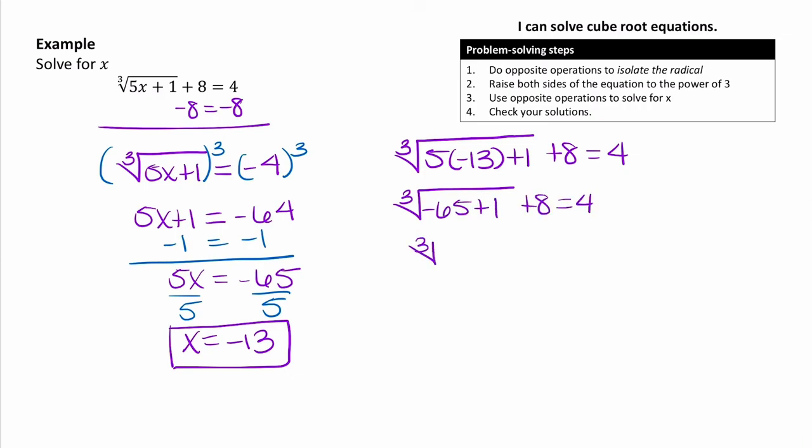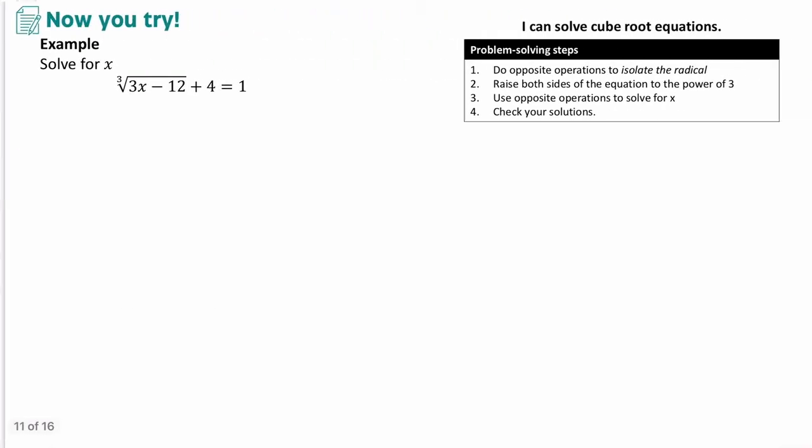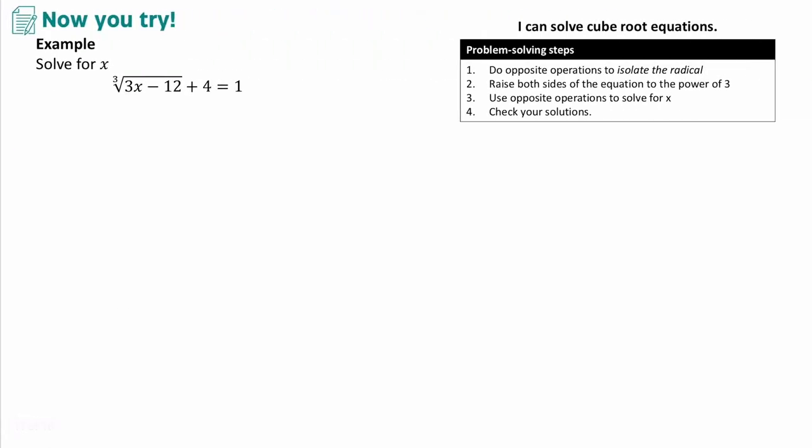So I have the cube root of negative 65 plus 1, plus 8, is equal to 4. So that's the cube root of negative 64 plus 8, and I'm making sure that's equal to 4. So that's negative 4 plus 8 equals 4, which tells us that 4 equals 4, which is in fact true. Now you can go ahead and pause the video and try doing this example on your own.